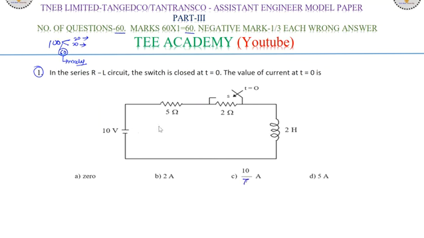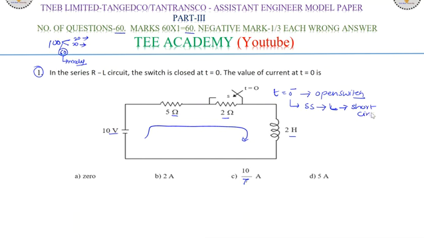First of all, the circuit has 10 volts, 5 ohms, 2 ohms, and 2 Henry. This is a question from the transient subject, where the switch is closed at t equal to 0. At t equal to 0 minus, tell me, is the switch in open state or closed state? The switch is in open state. At that time the current is flowing like this, and we know that at t equal to 0 minus it is steady state condition. In steady state condition, the inductor L acts as a short circuit.